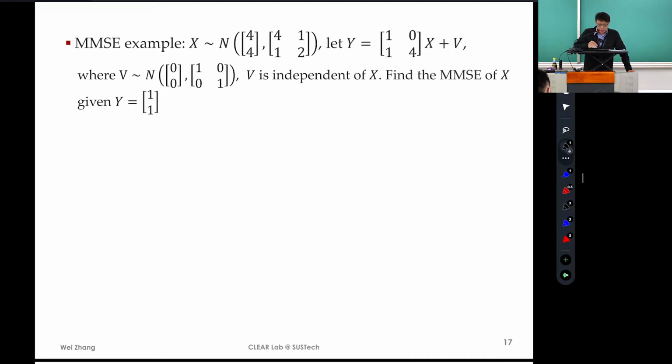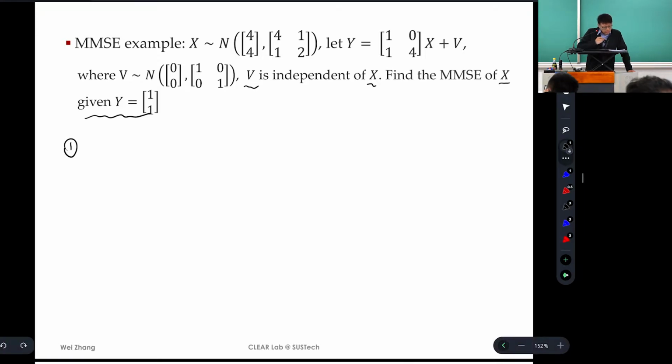I have X, a two-dimensional Gaussian random vector with mean this and the covariance that. I have Y defined as a matrix times X plus V. V is another noise. It's another Gaussian random vector. The thing that I have for you is I know V is independent of X. Now I ask you to compute the minimum mean square estimate of X given Y equal to 1 and 1. All right.